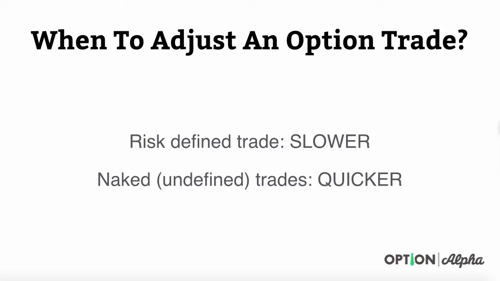You don't want to be too quick to make adjustments because you already know how much money you could potentially lose. And if you're placing trades at the right high probability of success level, then ideally you could actually just let them go all the way to expiration and you'd be okay.